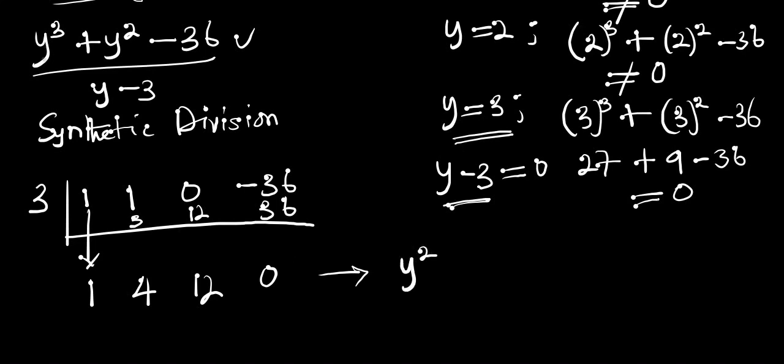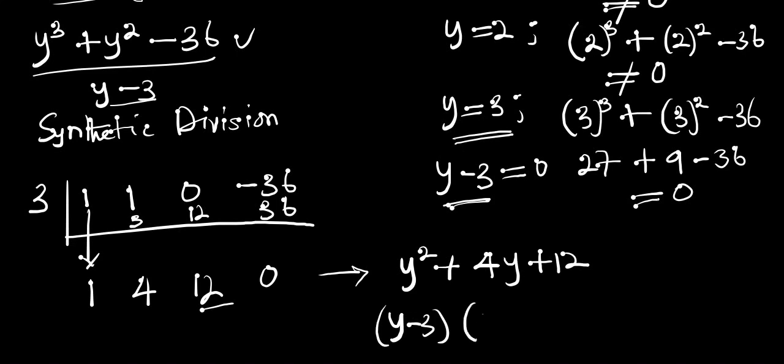Remember, this was y power 3, so we are reducing it to y power 2, and the coefficient is 1, plus the second term here is 4, and we have 4y. Then here, this becomes a constant, which is plus 12. So that means the two factors we have are y minus 3 times y squared plus 4y plus 12, and this is equal to 0. If you multiply these two factors, you are going to have y power 3 plus y power 2 minus 36.